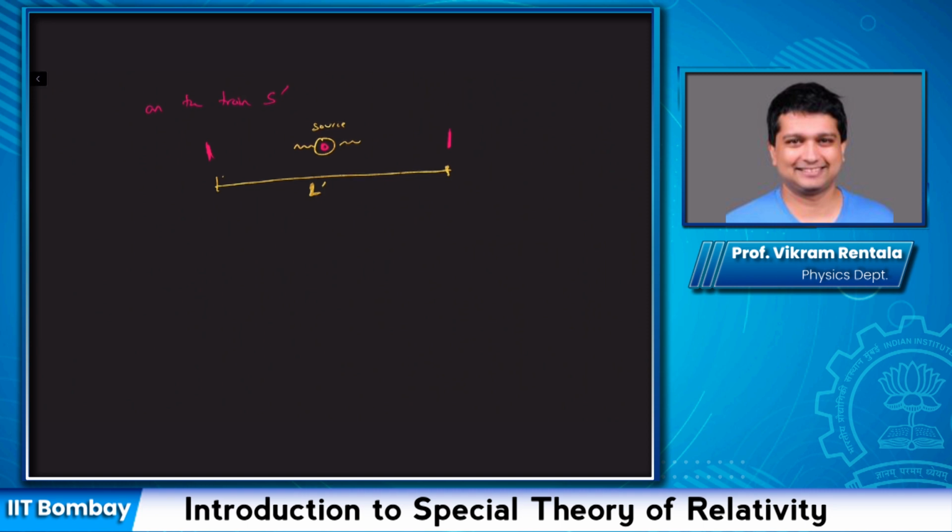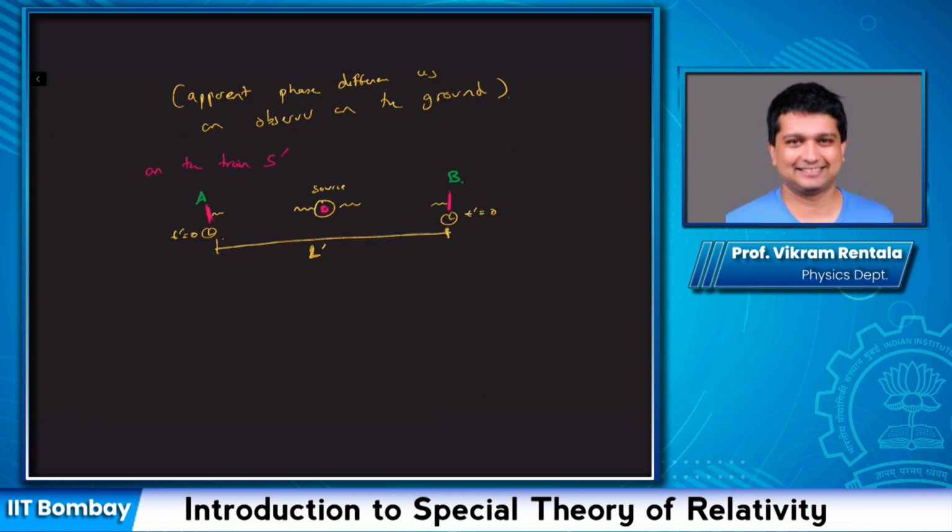And once these signals reach these detectors, we set both clocks to t prime is equal to zero. So that is, these clocks become synchronized with each other. Now let's give these detectors names. Let's call this detector A and detector B. And let's see what the synchronization procedure would look like to the observers on the ground.